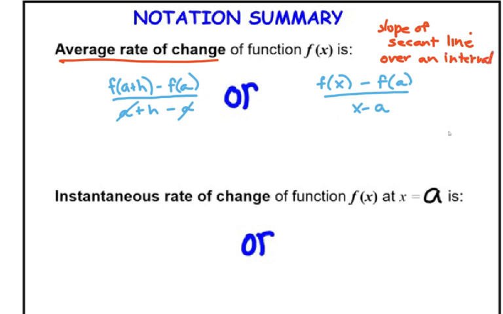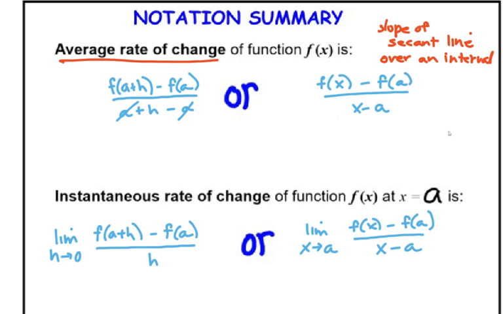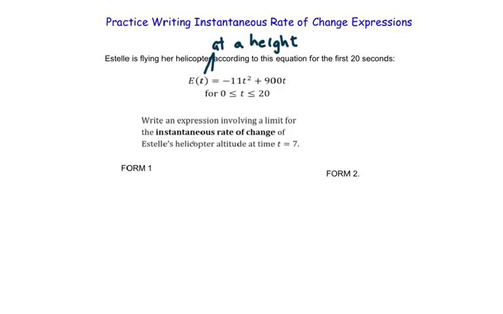And the instantaneous rate of change are these two equations where we just took the average rate of change and slapped a limit expression in front of it. And the instantaneous rate of change is the slope of the tangent line to the graph at one single point, not an interval. So now we're going to practice writing instantaneous rate of change expressions.